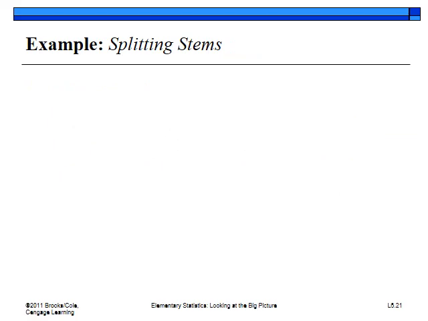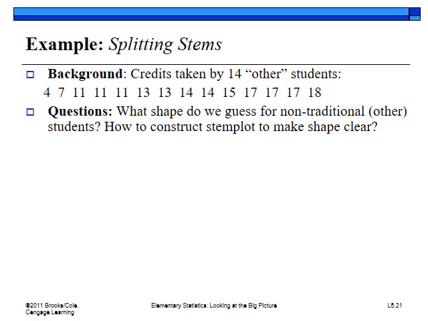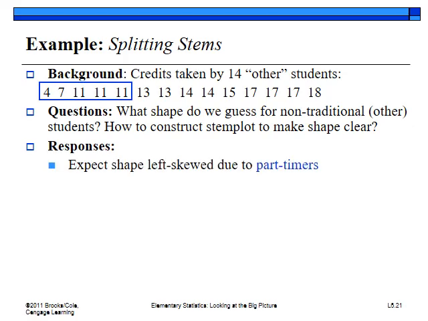Let's look at an example. This example takes data from the student survey data. Of those that are listed as other, we look at the total number of credits taken. Here they are. What shape would you guess for these non-traditional students? And how would we construct a stem plot to make this shape clear? Well, I would expect the shape to be left skewed because some of these others would be part-time students, and so they haven't taken many classes.